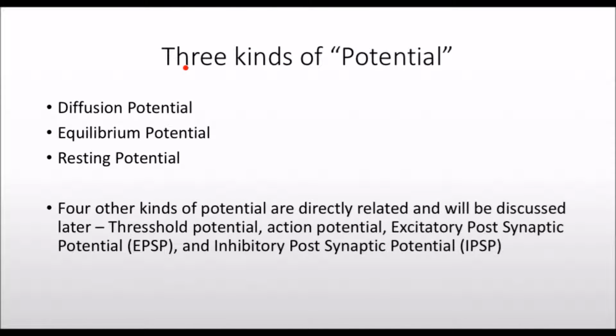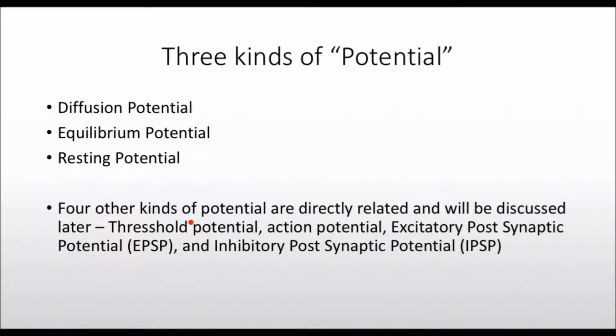And so you can see from the text that we are going to be talking about three kinds of potential. There's diffusion potential, equilibrium potential, and resting potential. So far I've explained the equilibrium potential and the resting potential, but the diffusion potential, that is the potential as the ions are in flux.